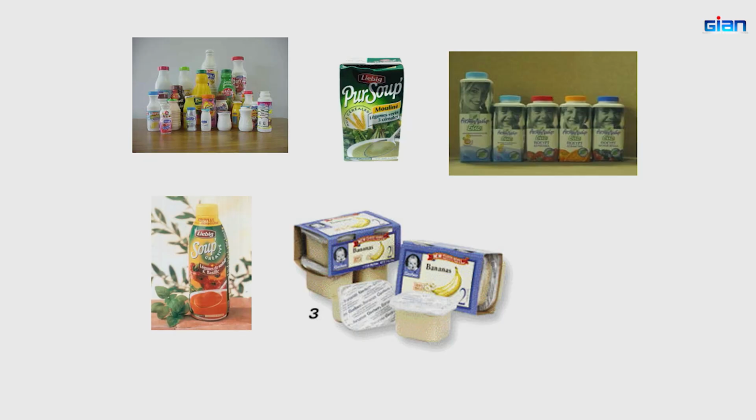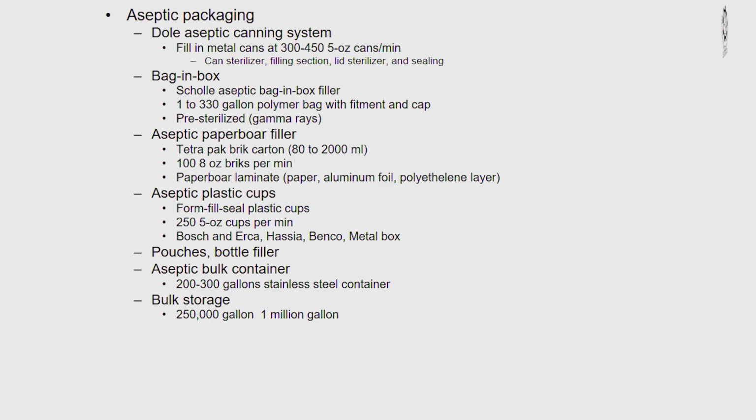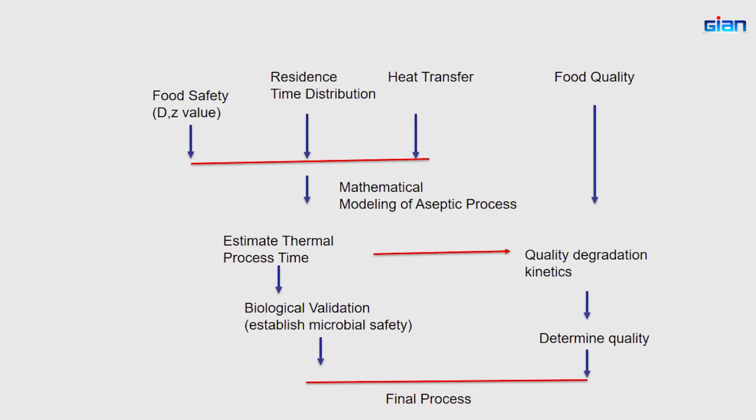And these are just some examples of the different products that are aseptically processed, and this is just to give you some of the different packaging equipment available, including bag in a box, cups, pouches, and bulk storage, and so on. So, aseptic processing brings much more flexibility to the processor, so they are able to process at different scales.